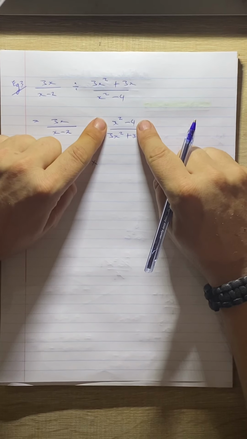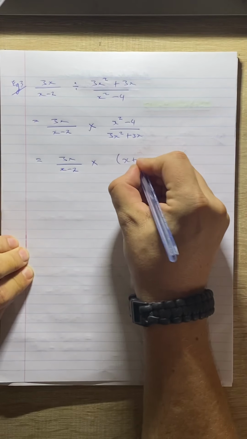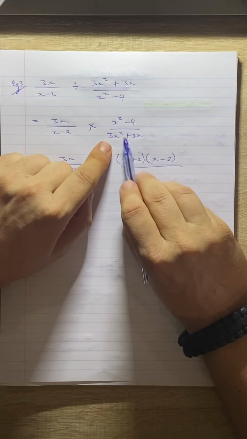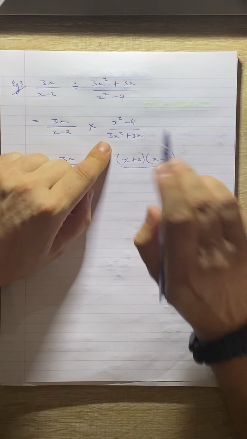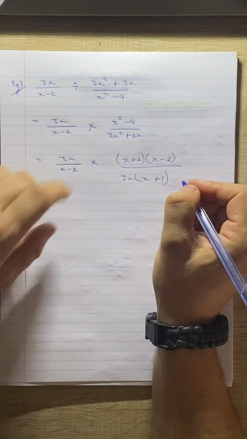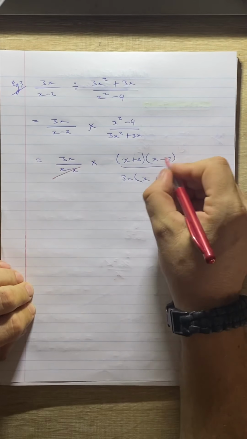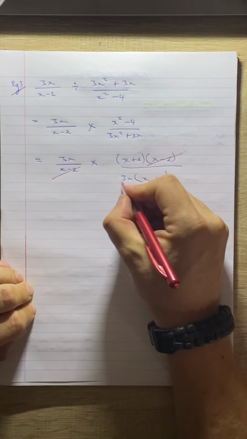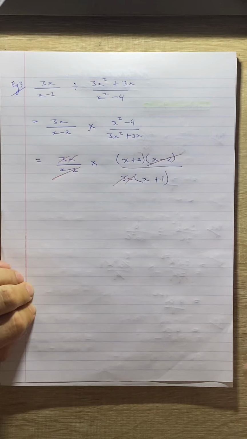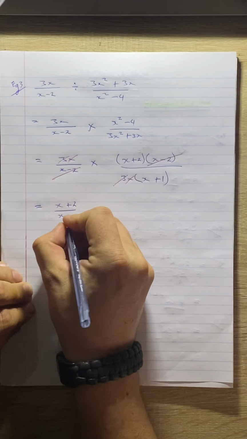Here we have x squared minus 4. So if you remember, this is a difference of 2 squares. So I factorize that, x plus 2, x minus 2 over 3x squared plus 3x. This is common factor. So I take out my 3x and I'm left with x plus 1. Now we look for anything that can cancel. So this entire x minus 2 will cancel with that entire x minus 2. This entire 3 with the 3, the x with the x, they cancelled. And what are we left with? We are left with x plus 2 over x plus 1.